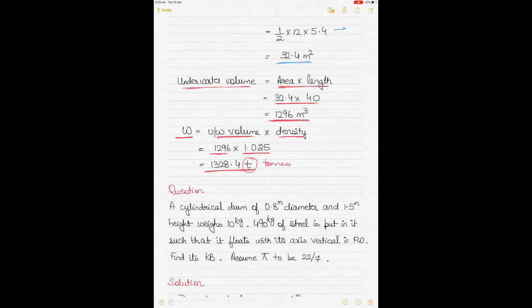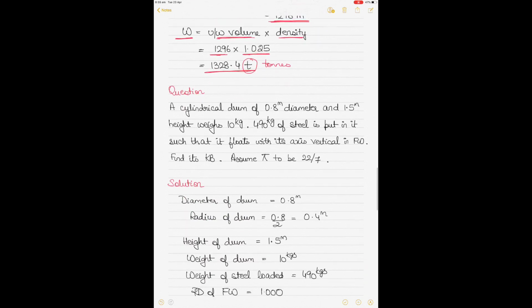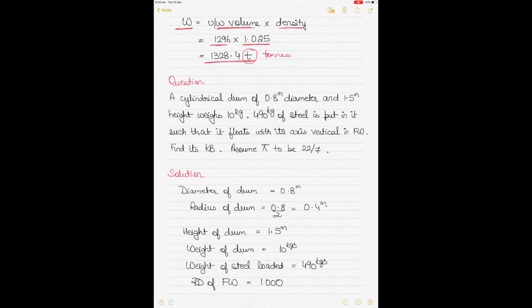Alright, finally I'll take the last question, and again this is a different kind of question. So hopefully I have handled enough variety of questions so that if you get similar questions, you know what to do. The principle or the working out will remain the same, except the values will change and some words will change here and there, right?